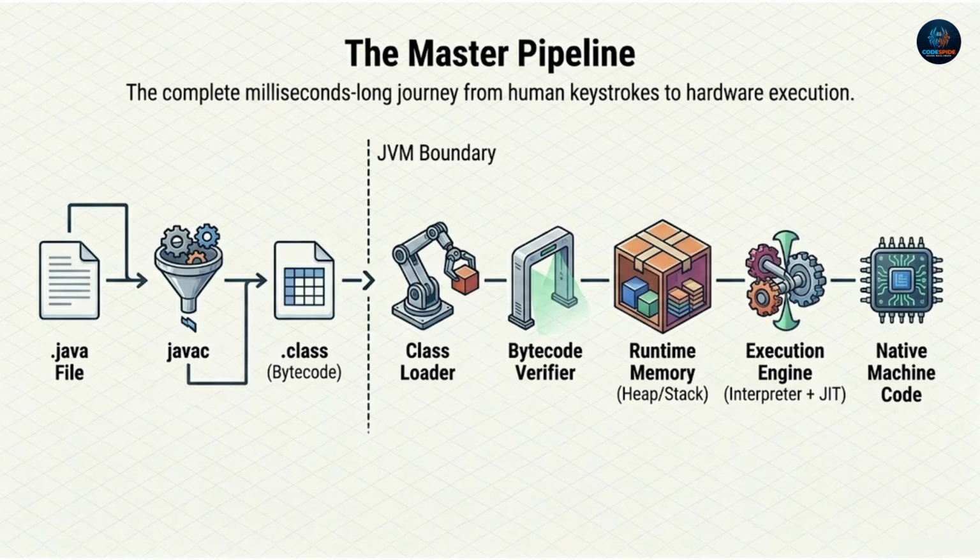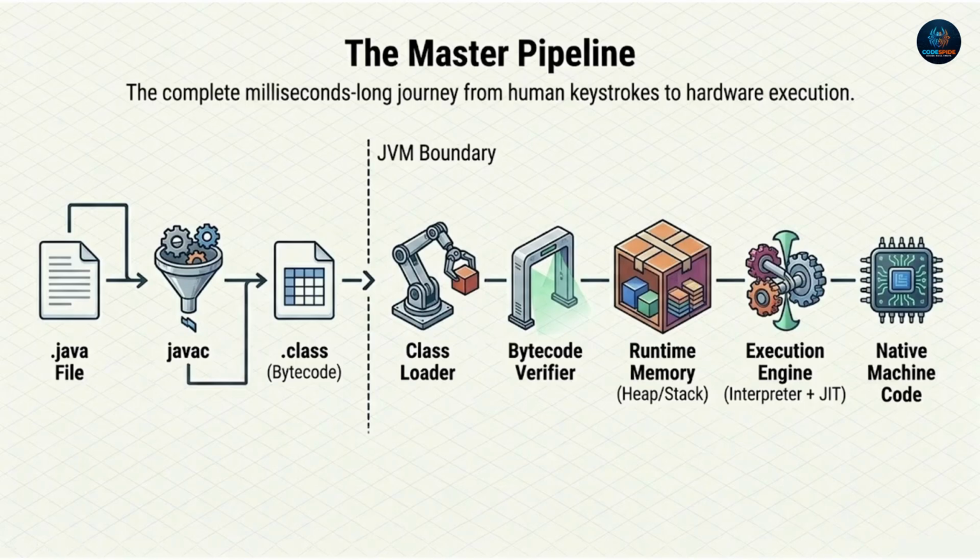So the complete Java execution flow: first write the Java program and save it with a .java file, then compile the Java code by using the javac command. A .class bytecode file will be generated after compilation, and then the class loader is responsible for loading the class. After the bytecode verifier, runtime memory access is also needed, meaning heap memory or stack memory.